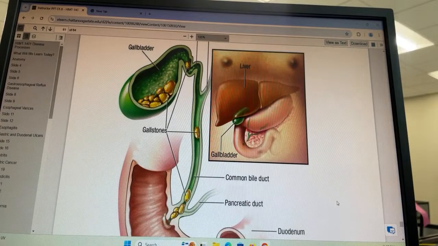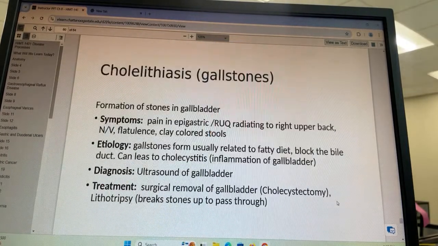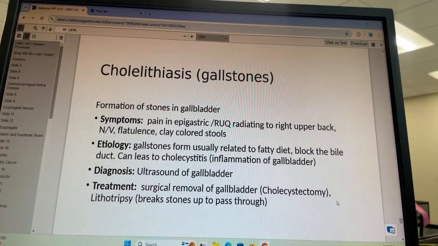They also do lithotripsy with kidney stones as well, but we'll talk about that later when we get to the urinary chapter. But yeah, so that's what's happening. Any questions about cholelithiasis? No?